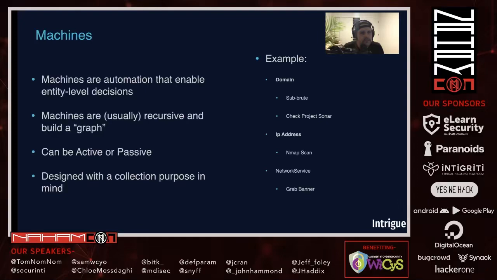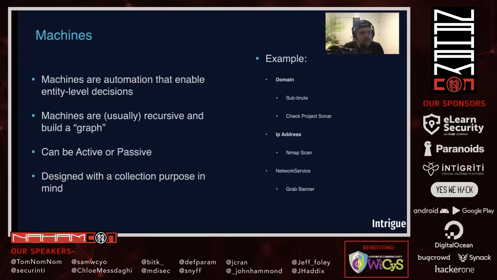An example is here on the right-hand side, where you give it a domain, and it tries to subdomain brute force that, and then it checks Project Sonar, which is a good set of subdomains. As it finds those, it'll create DNS records, and those things will be iterated upon. And for example, when an IP address comes into the system, either automatically or from the user, we'll try to nmap scan it. And with the network service, we'll grab the banner and try to fingerprint.